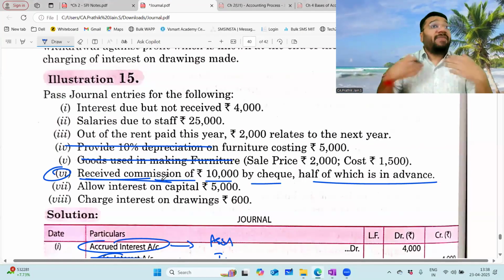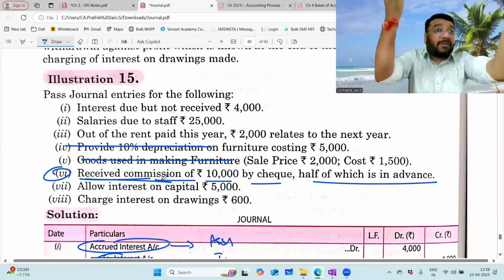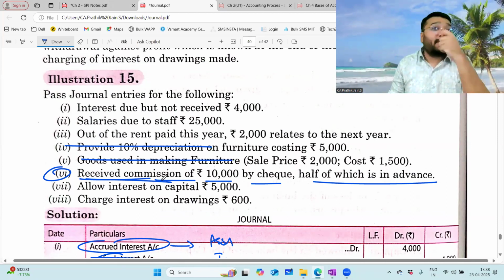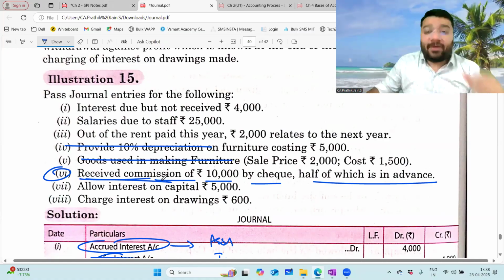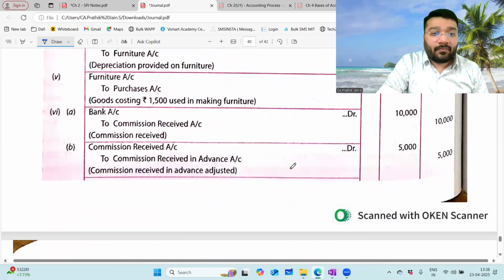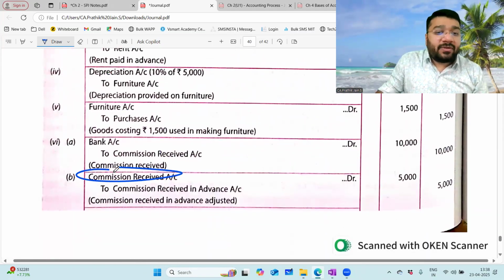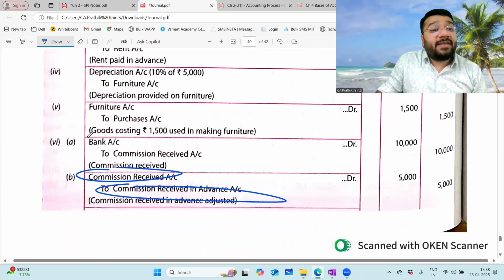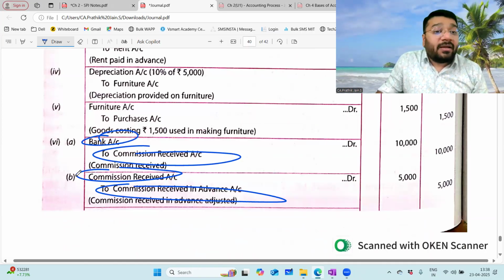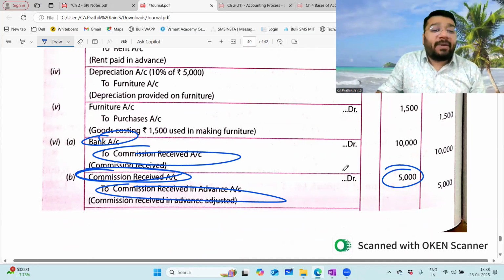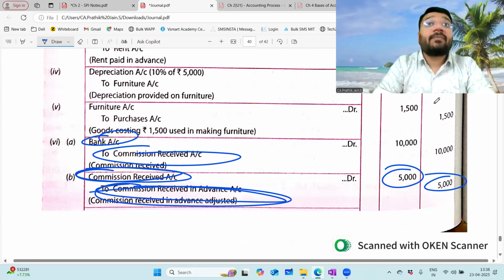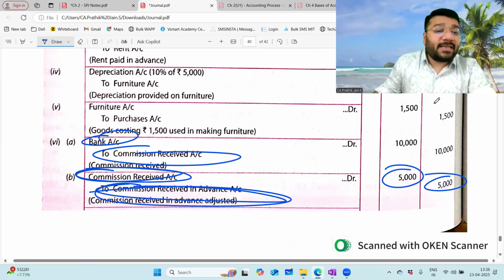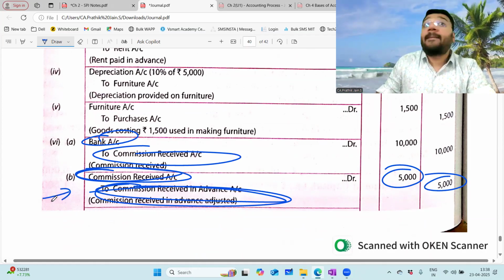So if I don't give the service, I have to give the money back. So until I give the services, the advance money I have is my liability towards that person. So commission received to commission received in advance. When money is received, bank to commission received. Reversing commission received to the extent of advance money, and I'm creating a liability for it. Any problem in this? This is the adjustment entry. This is called an adjusting entry.